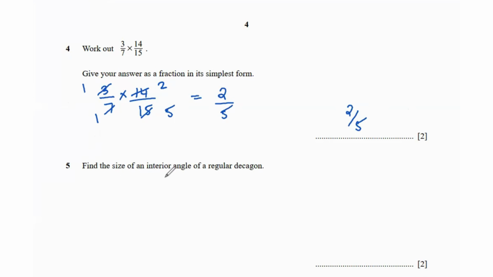Then it says find the size of an interior angle of a regular decagon. So a decagon is a shape which has 10 sides.